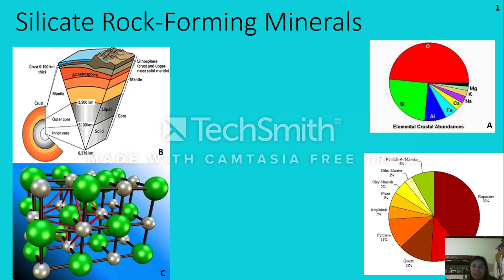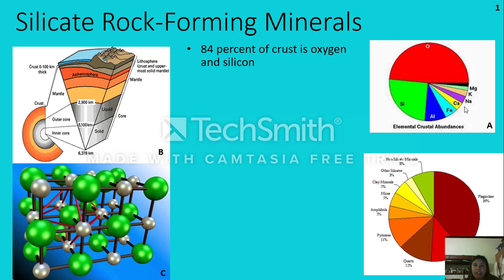Most rock-forming minerals are silicate minerals because about 84% of the Earth's crust is made up of oxygen and silicon. Although oxygen and silicon make up about 84% of the crust, their masses only account for about 75% of the crust, as shown in Figure A, because their masses are smaller than other elements like iron.